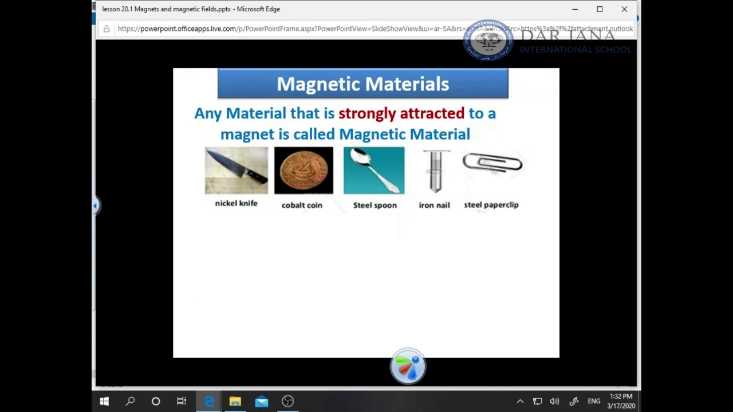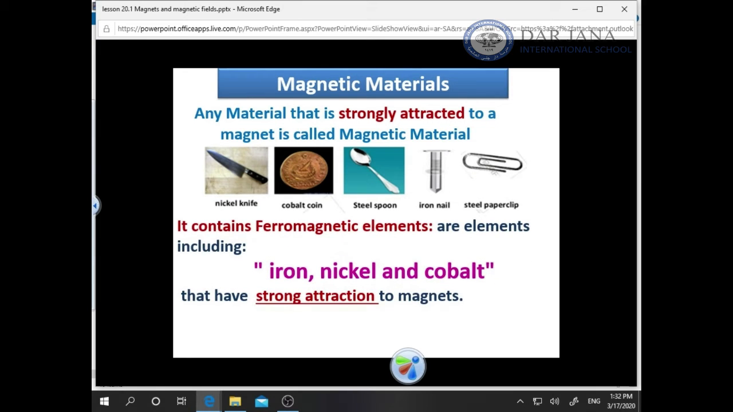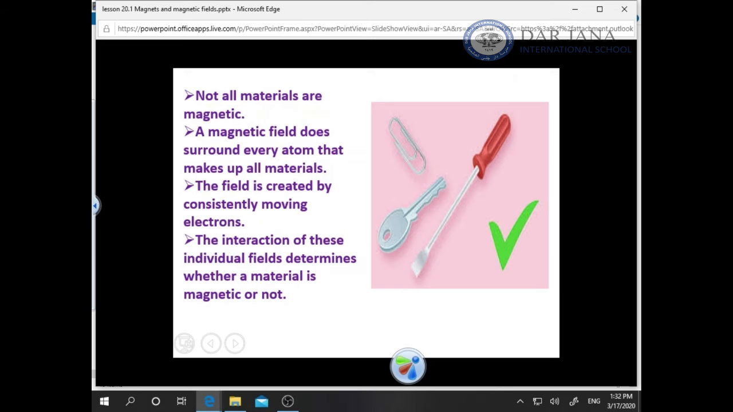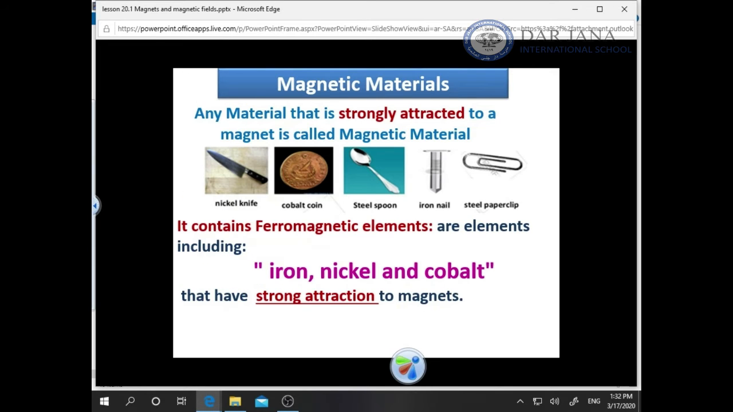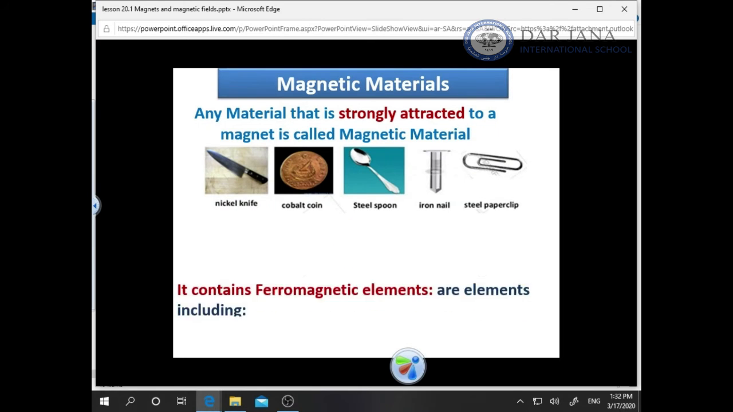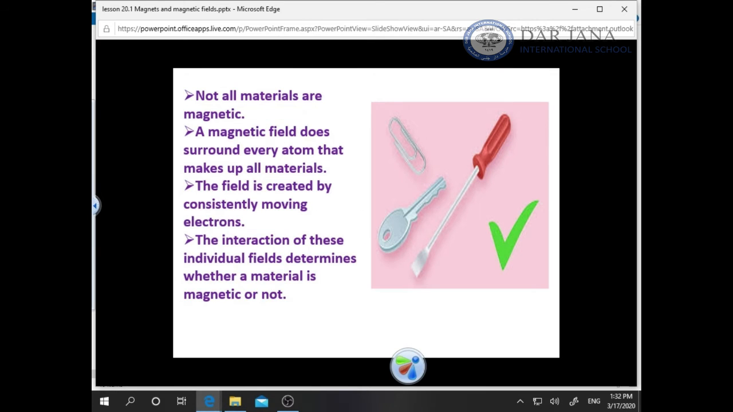As we can see here, different magnetic materials. What are magnetic materials? It's a material that can be attracted by a magnet. What are ferromagnetic materials? Ferromagnetic materials are elements including iron, nickel, and cobalt. So ferromagnetic elements have strong attraction to magnets. Not all materials are magnetic.